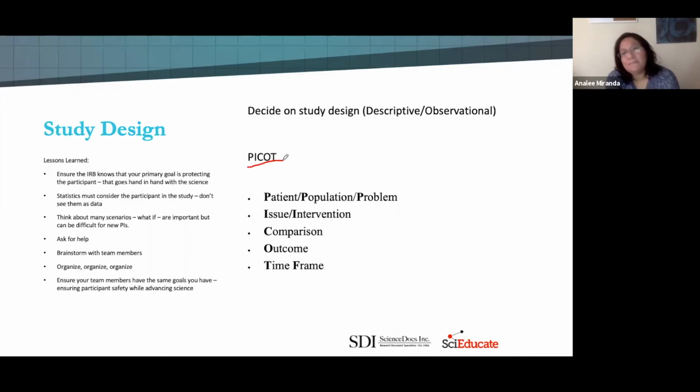How will this affect the participant? Even when you're designing your statistical study, and that's something I always teach my students when they're designing projects themselves, the participant comes first. Think about how many scenarios, what ifs, are important, but this can be difficult for new PIs in particular, because they might not know the what ifs, right? Those are the confounding variables, and that becomes the issue or the intervention part.